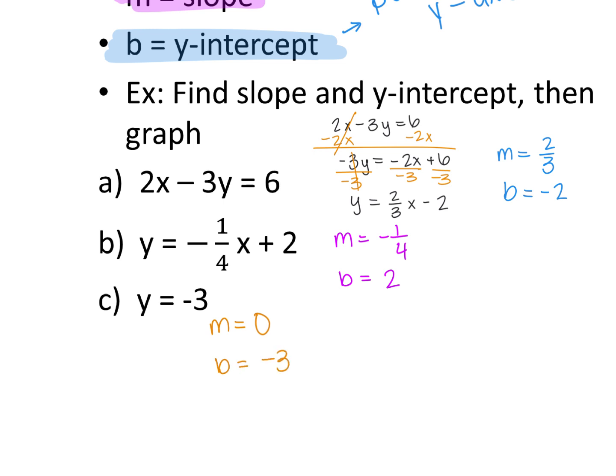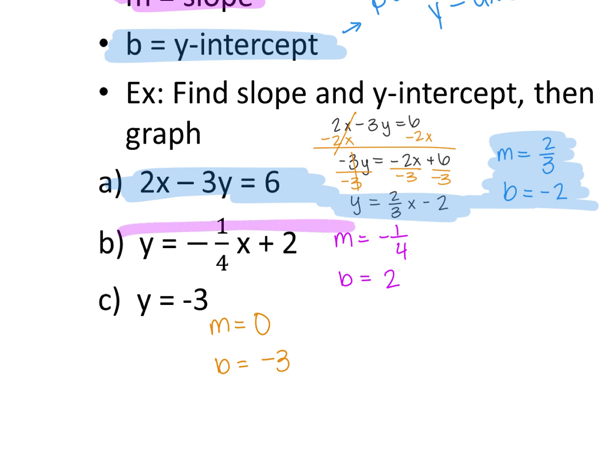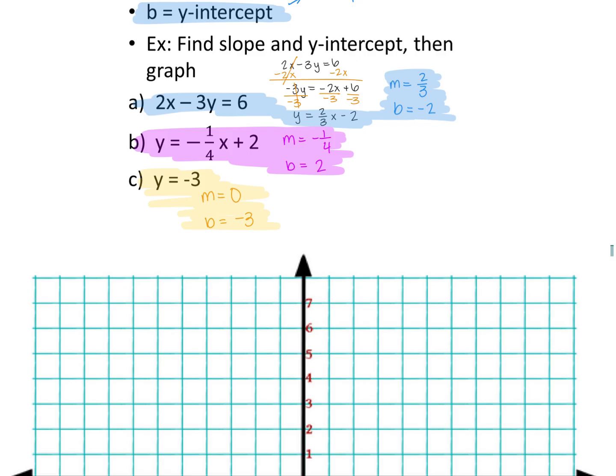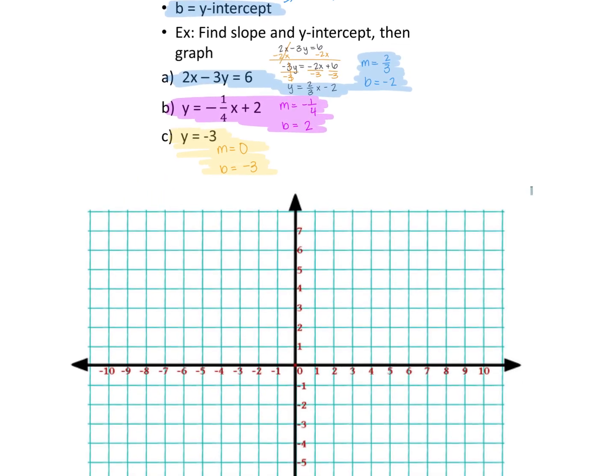Okay, so we're going to graph this. I'm just going to highlight. I'm going to do this one in blue. Okay, graphing should be the easiest part. This one I'm going to do in my purple. And then this one I'm going to do in orange. Okay, graphing. Let me paste a graph on here. All right, here is my graph. We're going to go ahead and graph it.